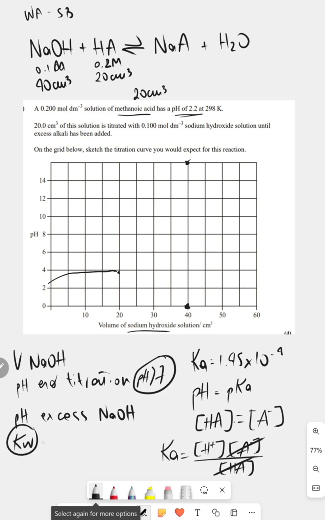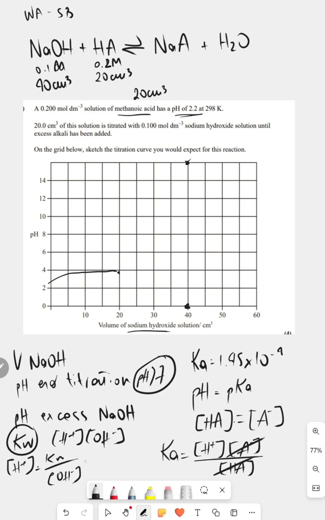Kw, of course, is equal to [H+] times [OH-]. And if we wanted to calculate the concentration of H+, we just rearrange it to do Kw divided by the concentration of OH-. Now, that's something that we need to calculate. I will let you do that because this is not required for these questions. It can just be an approximation. But again, you can see that it's going to be a pH between 13, something like that. Again, if you want to plot this perfectly, I invite you to calculate that.